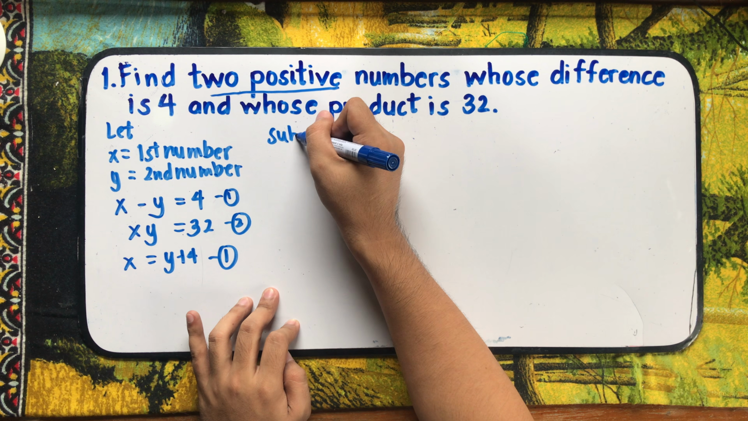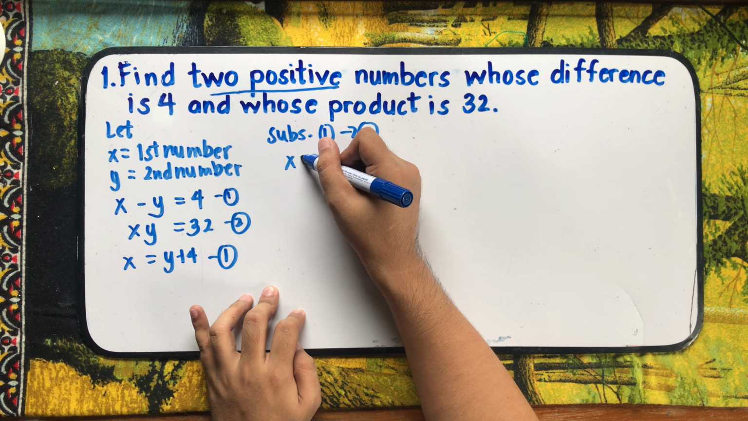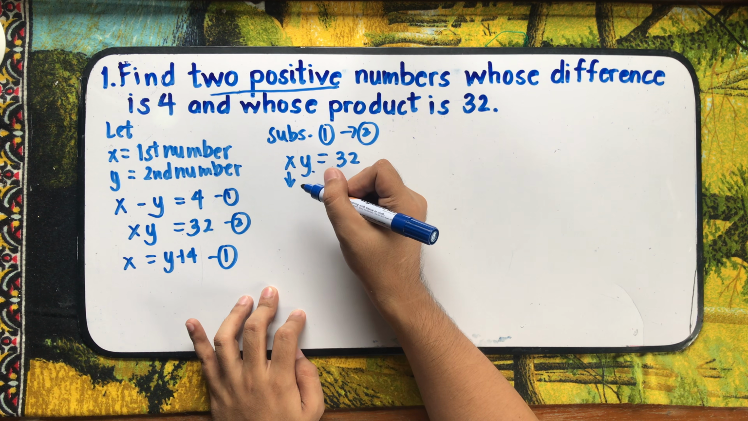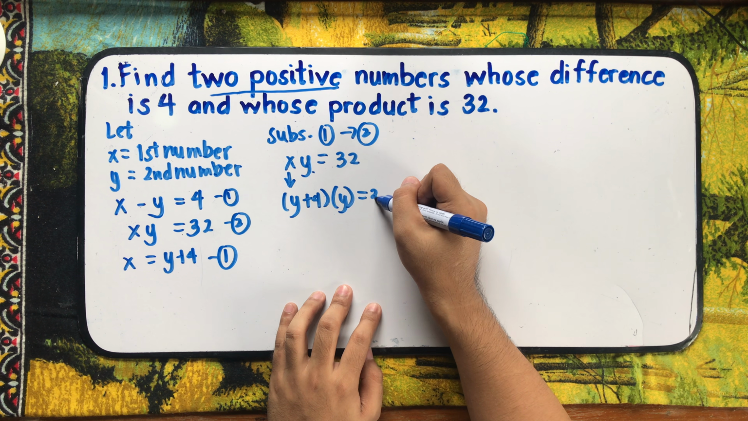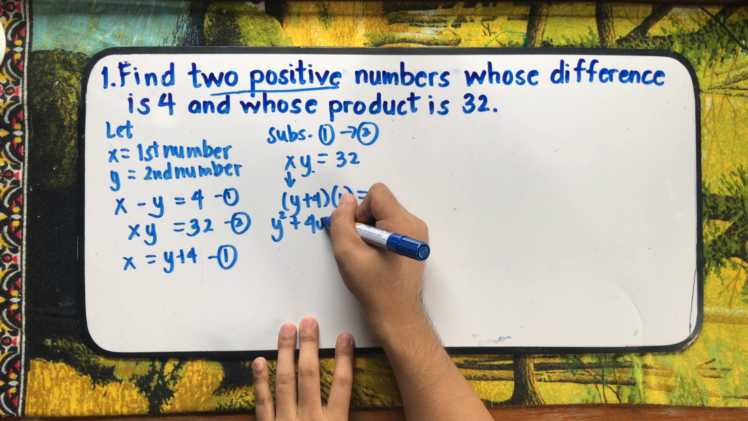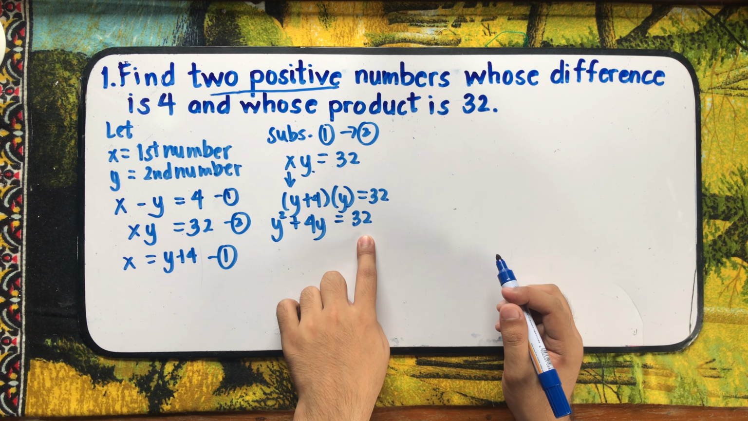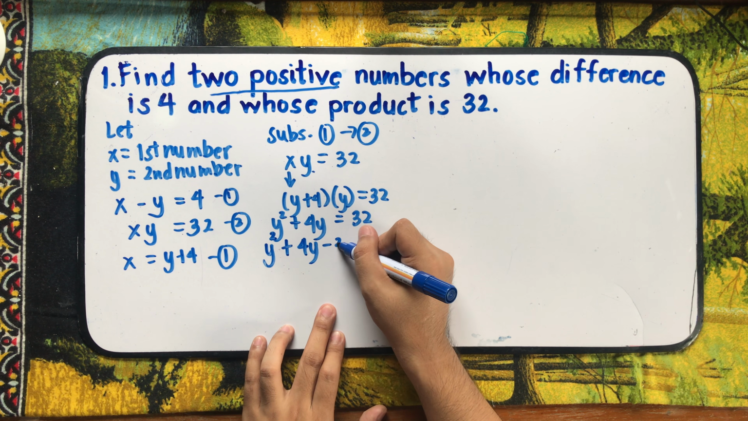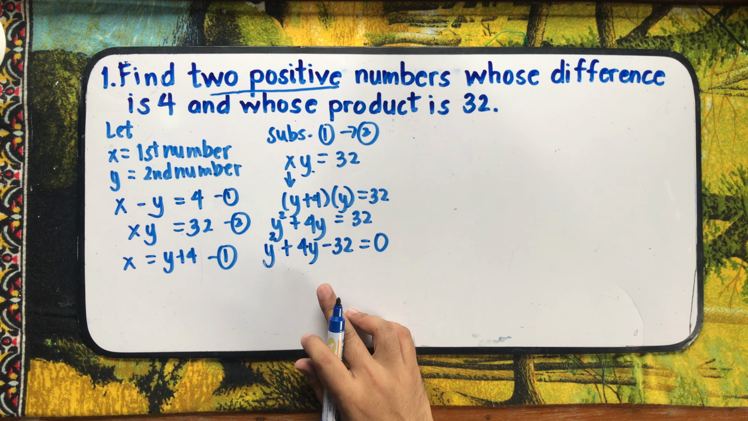So what do we do? We use substitution. We substitute equation 1 into equation 2. Therefore, equation 2 is x times y is equal to 32. But what is the value of x? Therefore, x becomes y plus 4, times y is equal to 32. Y plus 4 times y will give us y squared plus 4y is equal to 32. Transferring this to the left-hand side of the equation, we'll have y squared plus 4y minus 32 is equal to 0.